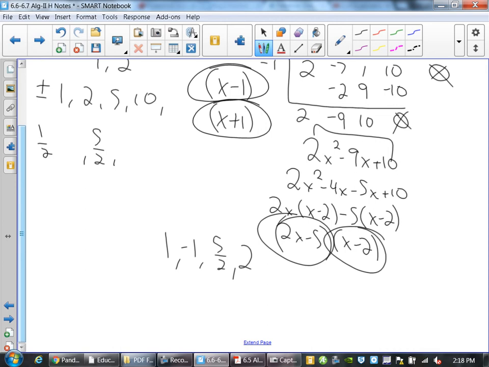Okay. So it's totally up to you if you want to factor it how it's sitting, or just keep going through synthetic division.